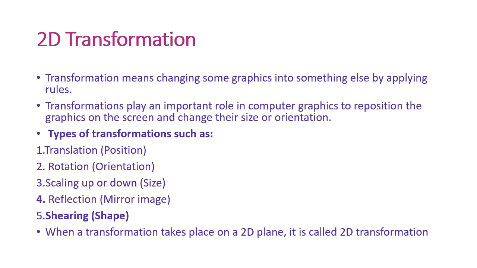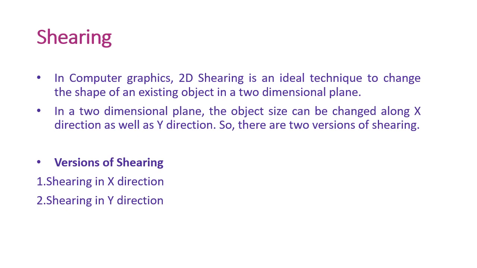Now shearing means changing shape of an object. When a transformation takes place on a 2D plane, it is called 2D transformation. Now let us discuss what is shear transformation. In computer graphics, 2D shearing is an ideal technique to change the shape of an existing object in two-dimensional plane. In a two-dimensional plane, the object size can be changed along x direction as well as y direction.